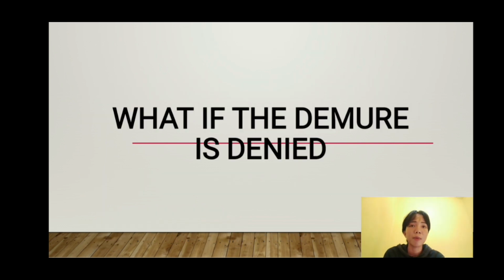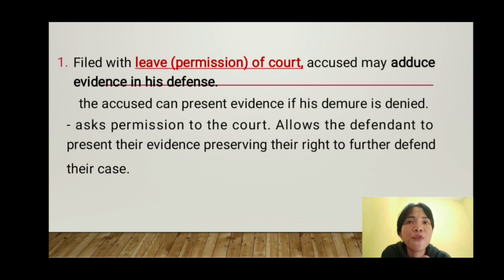Next topic is about what happens if the demurrer of the accused is denied. First, it is filed with leave of court, or permission of court. In this way, the accused may adduce evidence in his defense. The accused can present evidence if his demurrer is denied. As permission of the court, it allows the defendant to present their evidence, preserving the right to further defend their case.